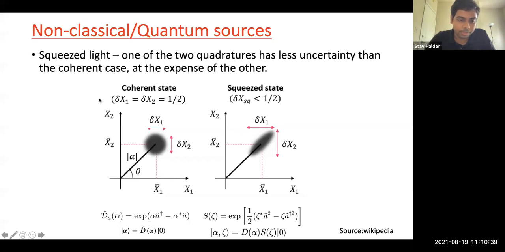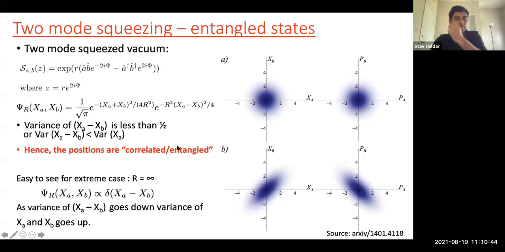So let me quickly move to the next one. Here I just want to give a sense of the two mode squeezing, because it's very similar to how it's done in the single mode squeezing case, but there are some essential conceptual differences between the output states.